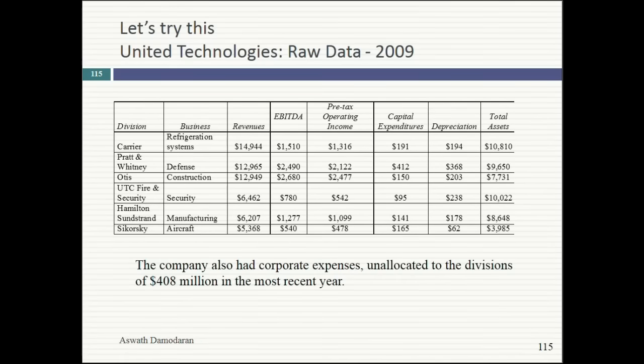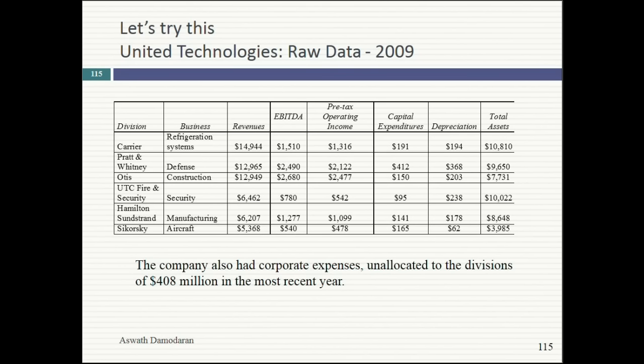I'm going to use a company that some of you might be familiar with called United Technologies. Think of it as a poor man's GE. So it's not as complex as GE, but has many of the same characteristics. It's in six different businesses. And actually, one of the nice things about United Technologies is if you go into their 10K or annual report, they break down lots of detail based on the six businesses.